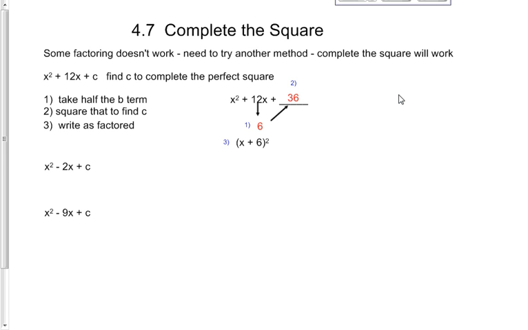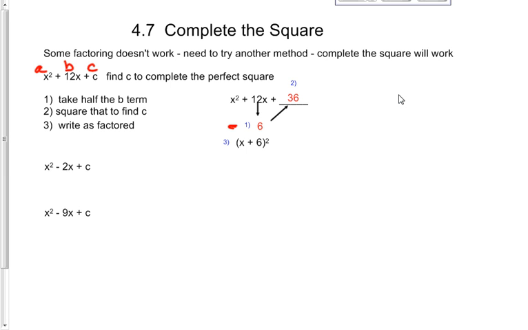Today's lesson is on what's called completing the square. This will be another method that we'll be able to use to try to solve an equation for x. First step, what we need to do is take half the b term. Now remember, in your equation, ax squared plus bx plus c, your b term is in the middle, so we need to take half the b term. With this example, half our b term is 6.